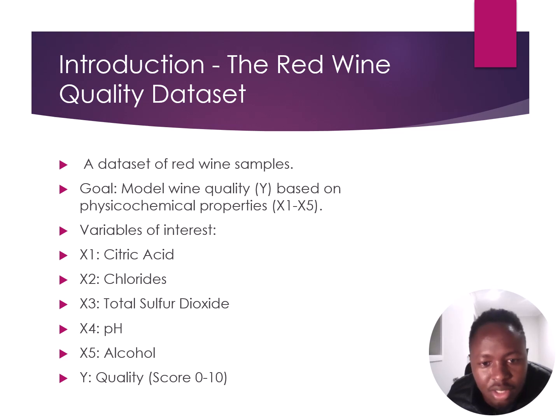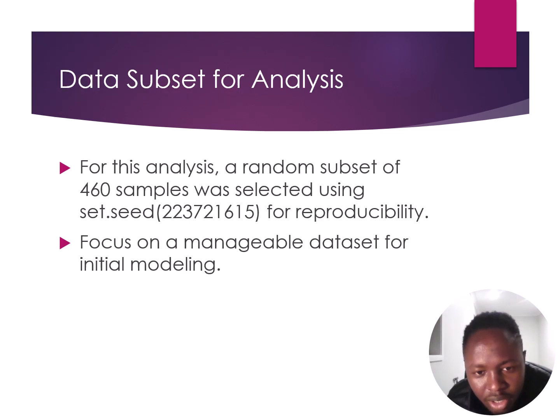So variables of interest, we have X1, which is citric acid, X2, which is chlorides, X3, which is total sulfur dioxide, X4, which is pH level, X5, which is alcohol, and then against Y, quality, which the score is supposed to be between 0 to 10.